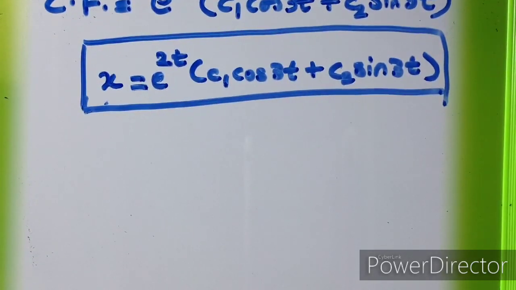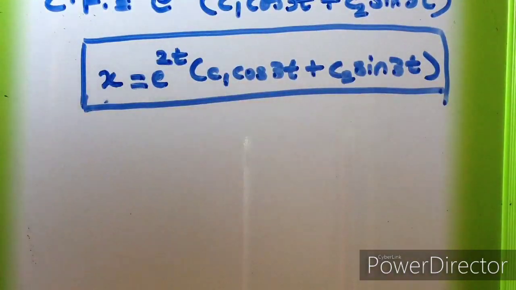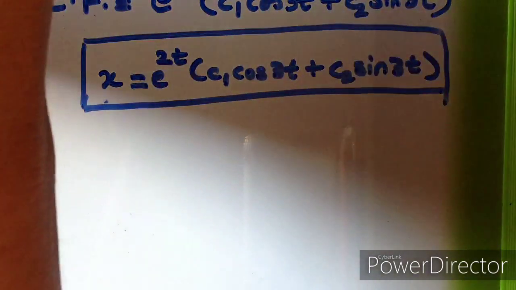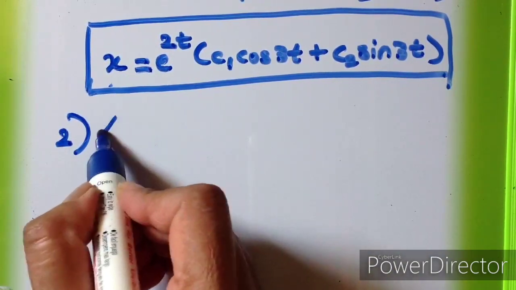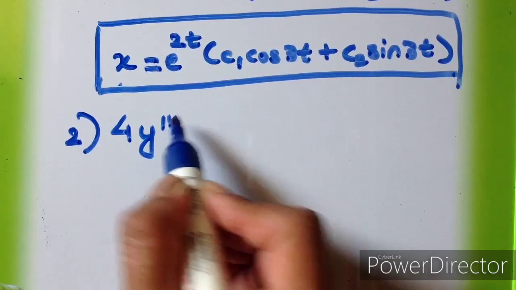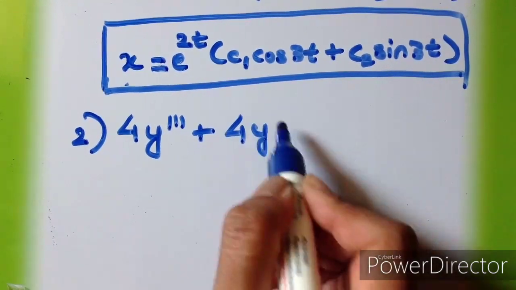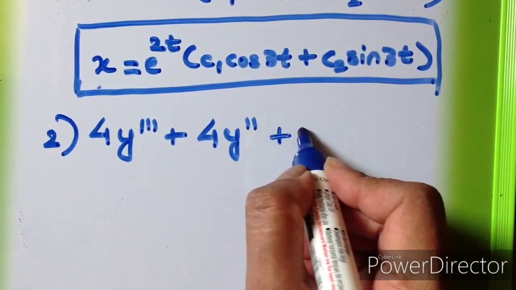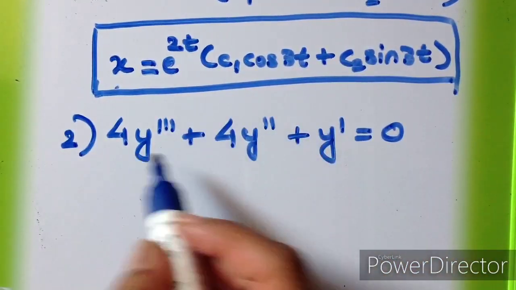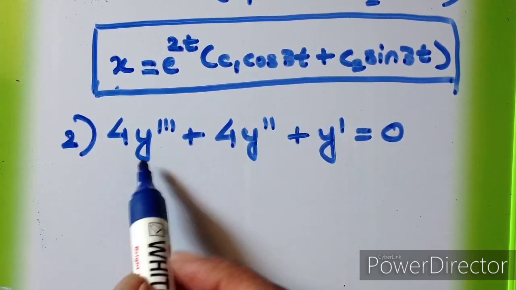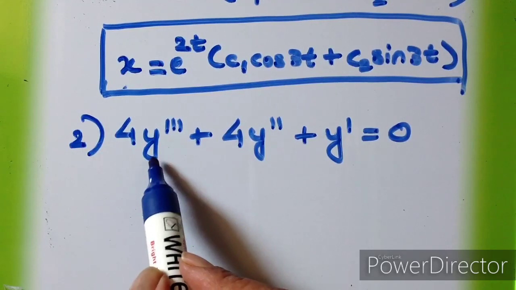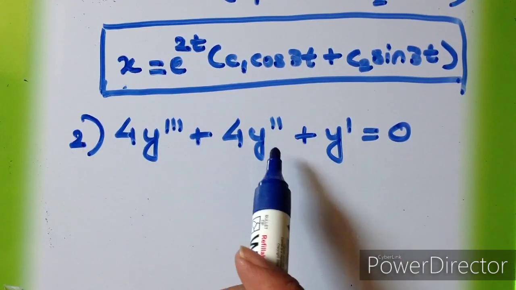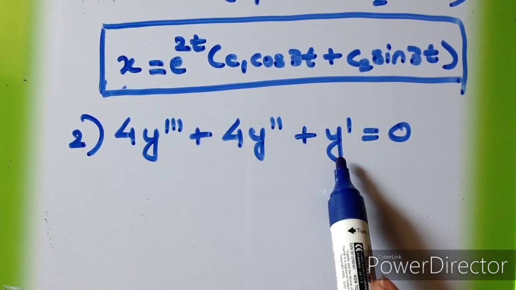Similarly, we will see one more example where we will have to find the solution of the given differential equation. Let's say the second example is: y triple dash plus 4y double dash plus y dash is equal to 0. This is the equation. You can see that we can use different notations for representing the derivative. Over here this is the third order derivative, this is the second order derivative, and this is the first order derivative.